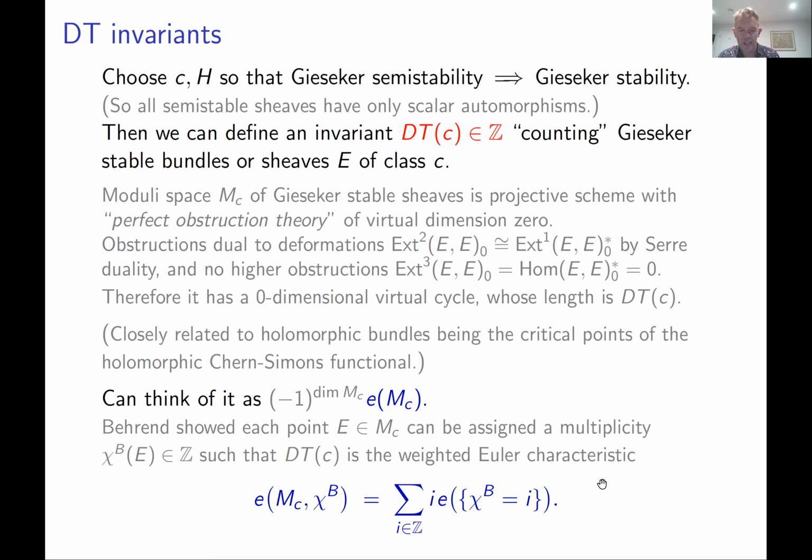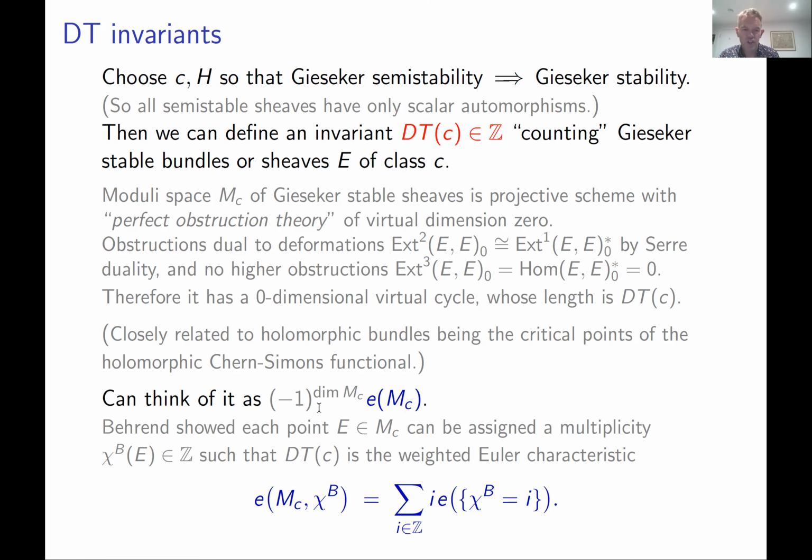So Behrend showed that at every point of the moduli space, you can assign a multiplicity to that point, telling you how singular the moduli space is at that point. And then you take the Euler characteristic weighted by that multiplicity, and that is really the DT invariant. So in particular, if the moduli space is smooth, this Behrend multiplicity is a sign, plus or minus 1, at every point. And so when you take the weighted Euler characteristic, you just get the topological Euler characteristic of the moduli space times this sign. But for now, just think of the DT invariant as the Euler characteristic of the moduli space. If you think of it that way, you won't go wrong.